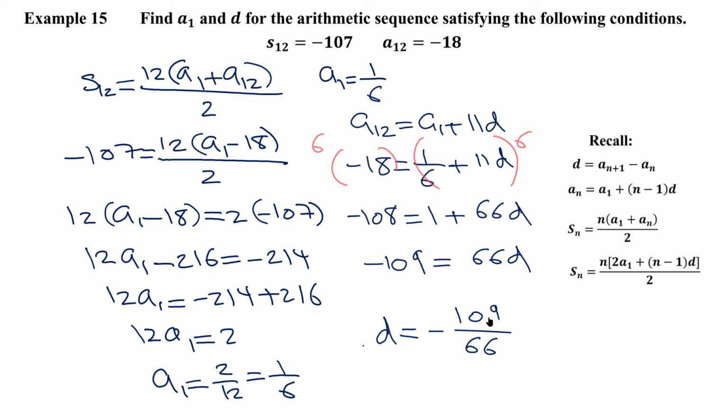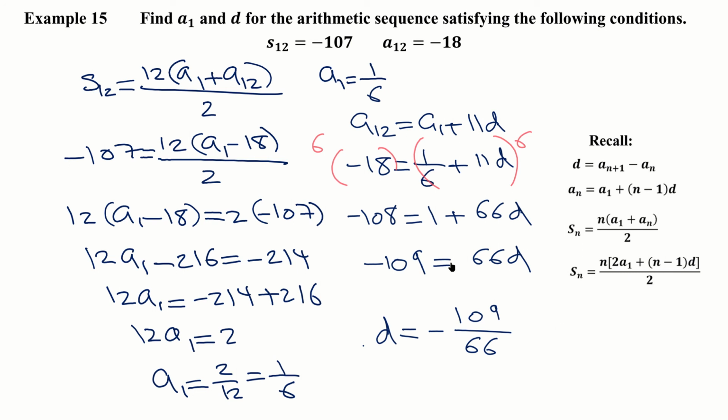Now, if you can reduce that, you should always do so, but I don't see it. 2 doesn't go into either one, 3 doesn't go. I believe these two numbers are relatively prime, so we can just leave it at that. All right, so there it is.